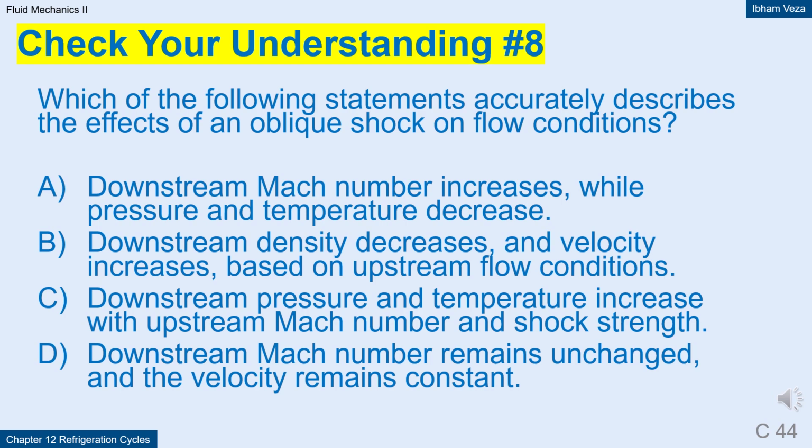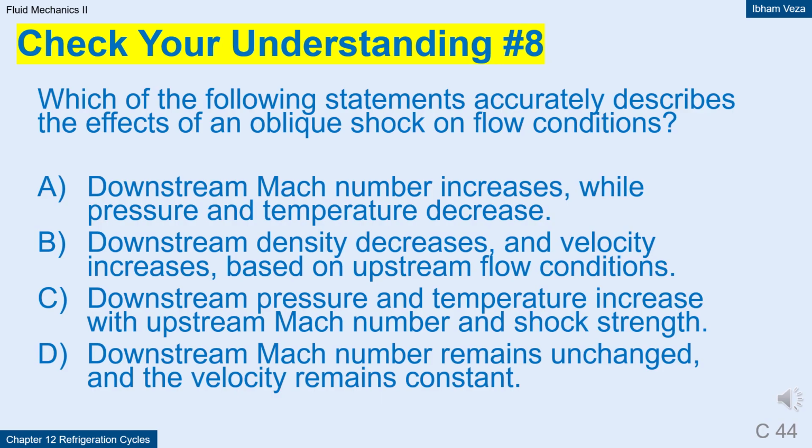Answer C. Downstream pressure and temperature increase with upstream Mach number and shock strength. Explanation. A. Downstream Mach number increases while pressure and temperature decrease. This is incorrect because after an oblique shock, the Mach number actually decreases and pressure and temperature increase, not decrease.